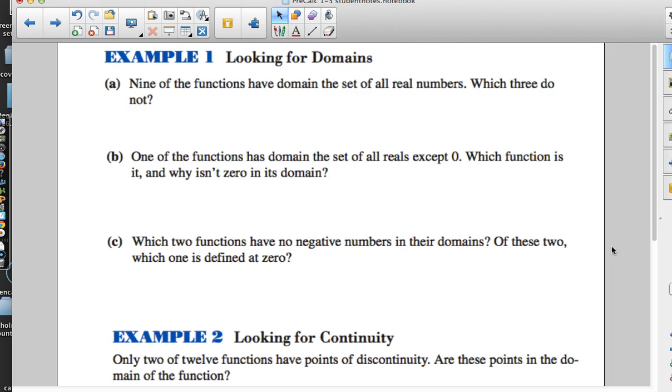It's this. 9 of the functions have the domain, which is the set of all real numbers. Which 3 don't? So go ahead and scan your stuff right now and find me one of those 12 basic functions that does not have a domain of all real numbers. Natural log. Natural log. Can't do negatives.